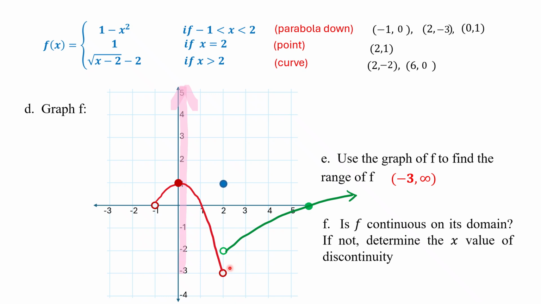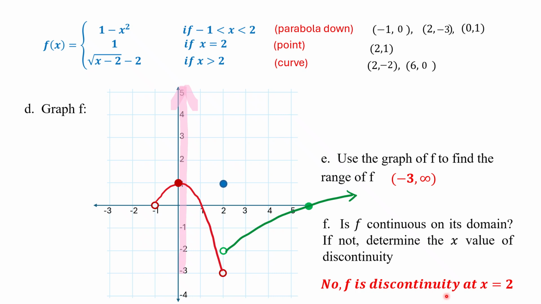Now the next question is: is f continuous on its domain? If not, determine the x value of discontinuity. So the domain is from negative 1 up to positive 6. So we cannot say that negative 1 is discontinuous because this is not included in the domain. So we can consider that it is discontinuous at x equal to 2 because you can see a jump at x equal to 2. So we have the answer here, which is no, and f is discontinuous at x equal to 2.